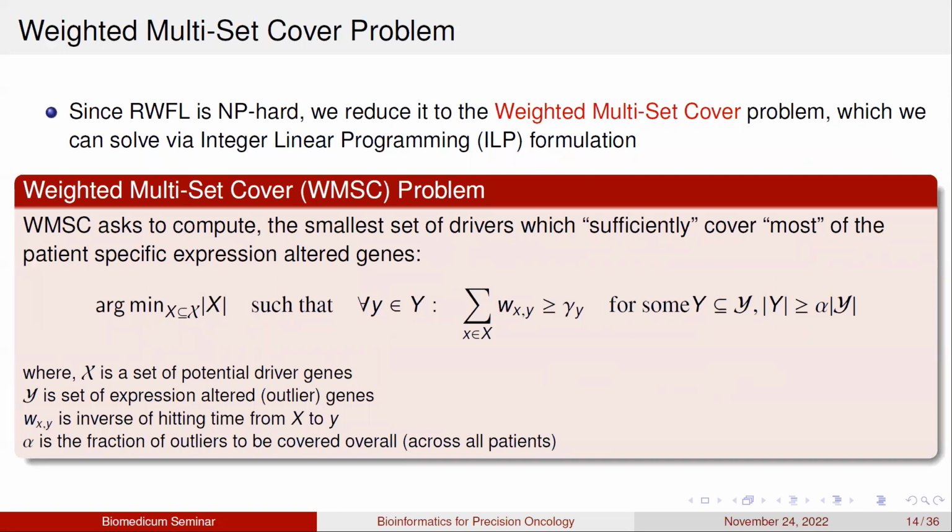So in order to account for that, we reduce this problem into a weighted multi-set cover problem, where we try to identify the smallest set of driver genes that can have a large influence on the changes in expression of those outlier genes. So that's how we reduce the complexity of the problem.